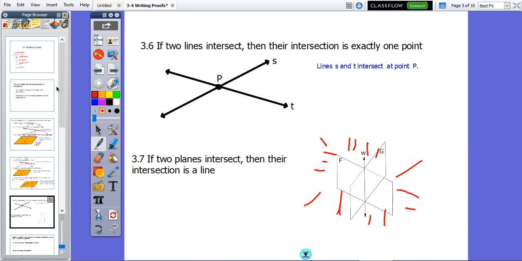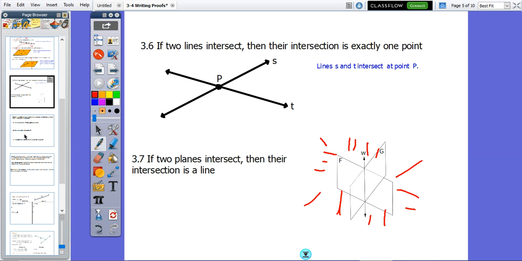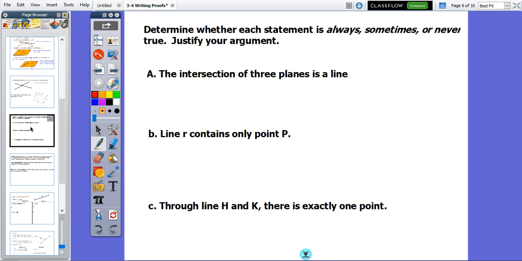All right. Now these 7 postulates will be used throughout the homework and on the test, as well as the next slide. So let's look at this next slide. Here, we're going to justify our answers as always, sometimes, or never true.